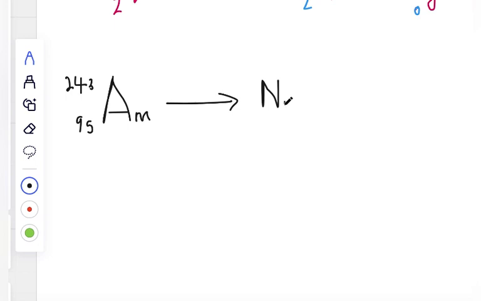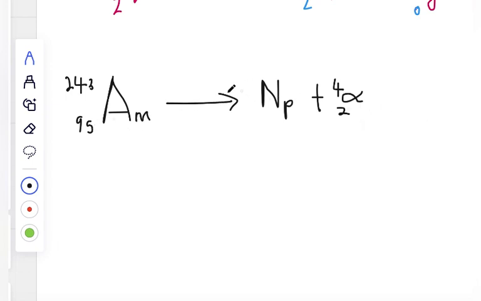So they give you the symbol. I think it was Np, neptunium, plus an alpha particle. So we write the alpha. You can use a helium to represent your alpha, or you just use this symbol. So this exam question, they want you to write it and balance it.